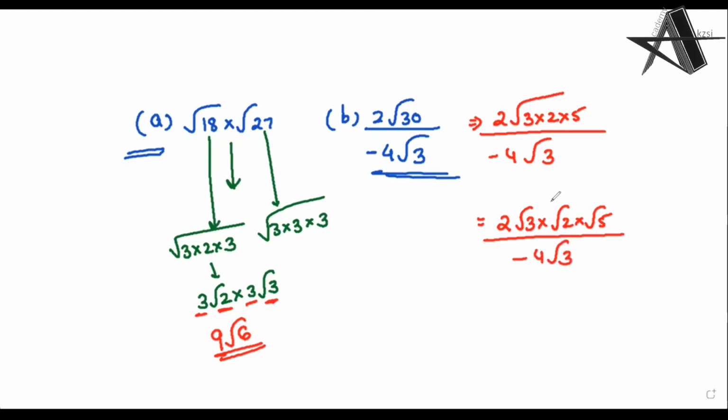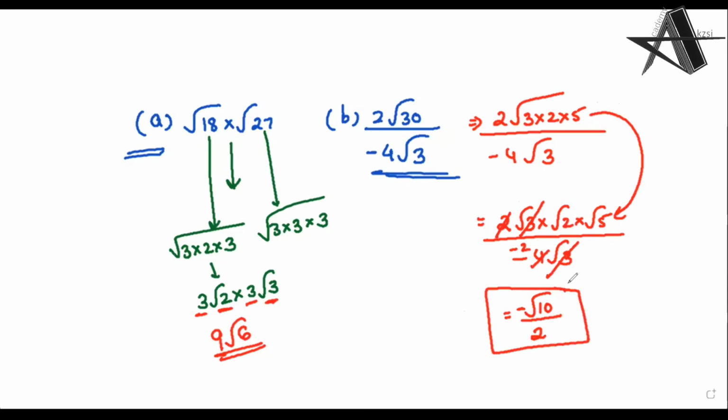What am I again saying? Simplify or write it in this way. So you can clearly see root 3 gets cancelled out. 2 and 2 get cancelled out. So the final answer will be root 10 over minus 2. So that will be your final answer. So always go for simplification before adding or subtracting. All of you note this down, then we'll see rationalization.